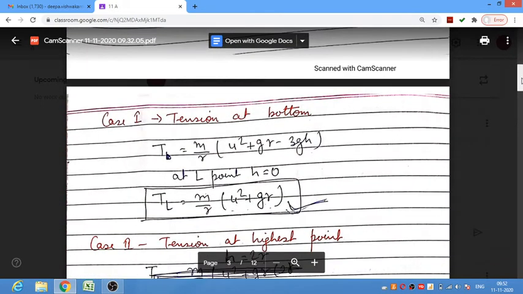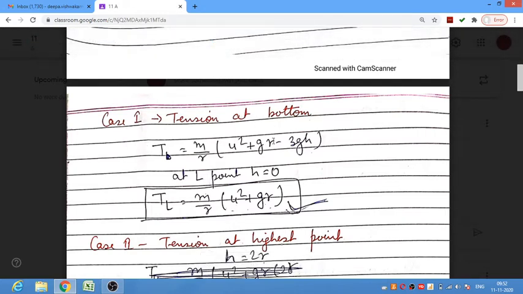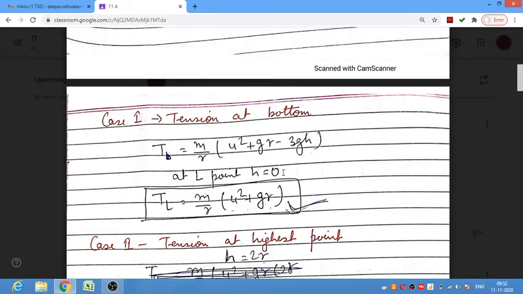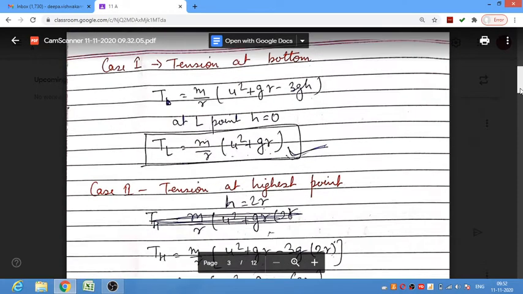Now we will find the tension at the bottom. So this is the general formula for calculating the tension in a string. Then at the bottom the point is L, where h is equal to 0. So we put h is equal to 0, and then we have the tension at the bottom, m divided by r bracket u square plus gr.